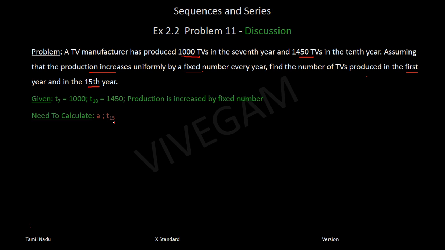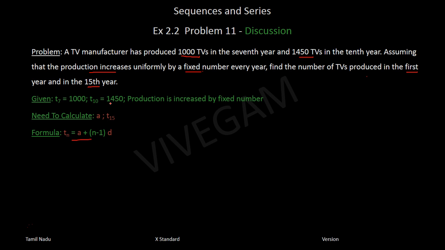What is the formula for Tn? Tn is equal to A plus n minus 1 into D. But this cannot be used as of now because we don't know A, nor do we know D. But here you can see T7 is given, T10 is given. So you can write an equation for T7, which is T7 equal to A plus 7 minus 1, 6D. So A plus 6D will be equal to 1000. First equation in A and D.